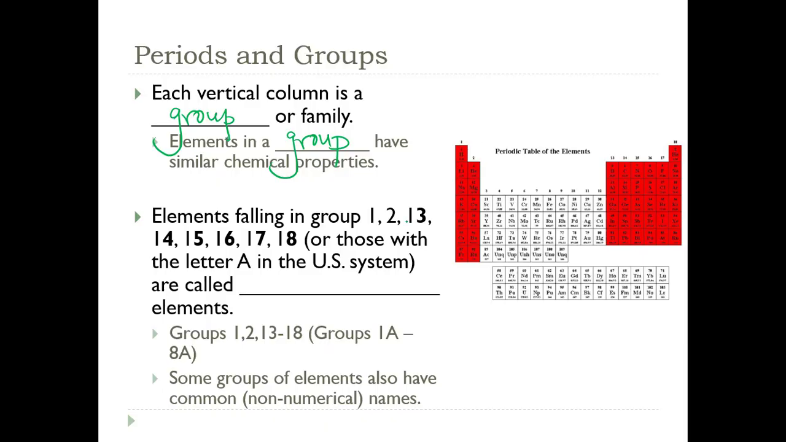Those, in the international numbering system, or those with the letter A in the US system, are called main group elements. So groups 1, 2, and 13 through 18 are those highlighted in red in this particular periodic table. And some of these groups also have common names, that is, non-numerical names.